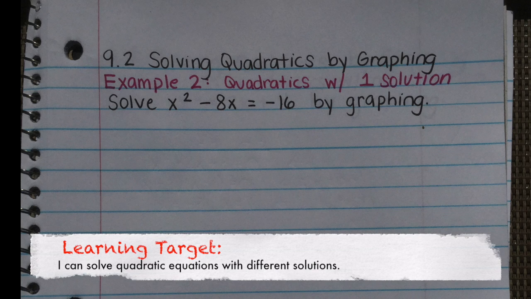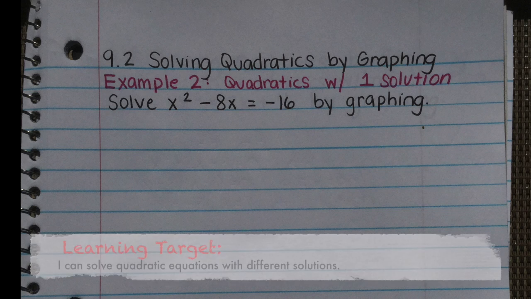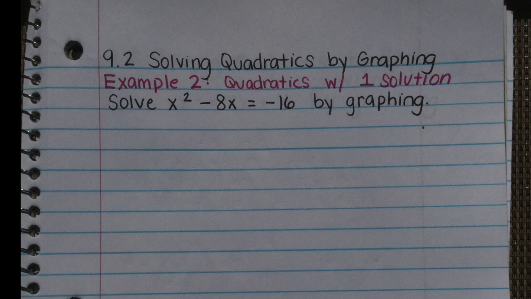All right, moving on to example 2, we're now going to solve quadratics with only one solution. So again, it asks me to solve x squared minus 8x equals negative 16 by graphing. I'm going to show the graphing in the first example, but again, I think it's easiest to just factor and find the solutions without graphing because graphing can be time consuming.